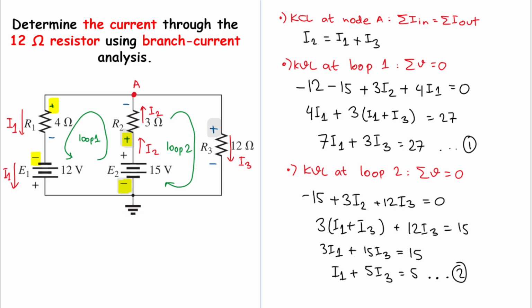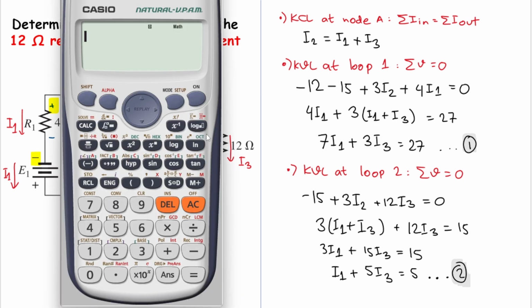Now we can solve equation number 1 and equation number 2. And the fastest way to do that is by using calculator, right? So I think we will need to use equation solver here. Let's set this up, and equation solver is number 5. We need to solve for 2 variables, which is number 1. And let's plug in the coefficients. So I'll have 7, 3, and then 27. Good. And I will have 1, and then 5, and also 5.